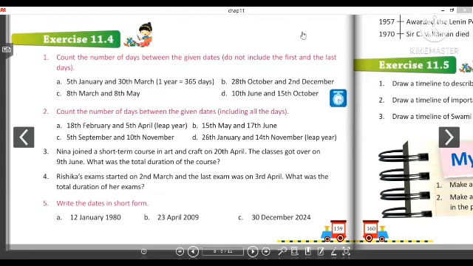We will discuss now question number 5, which says that write down the dates in short form. So how we are going to write 12 January? So 12/01/1980, right? 23 April. So 23/04/2009. And the last one is number C, 30th of December. So 30/12/2024. Okay, so this is very easy, right?